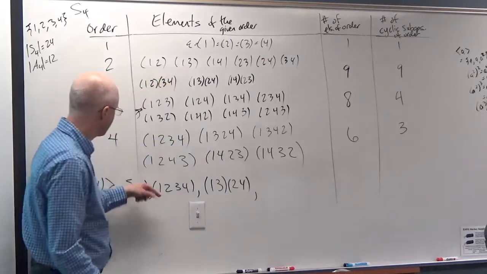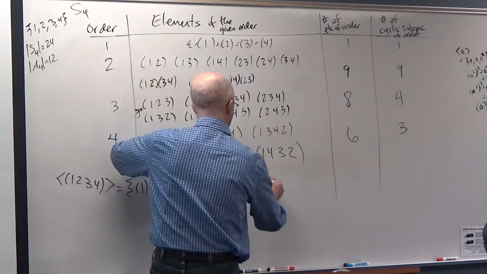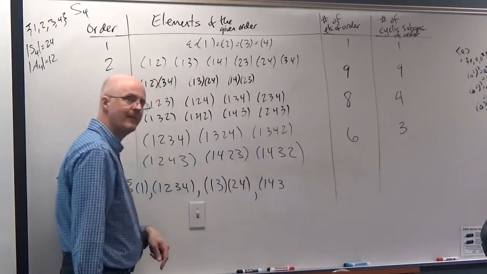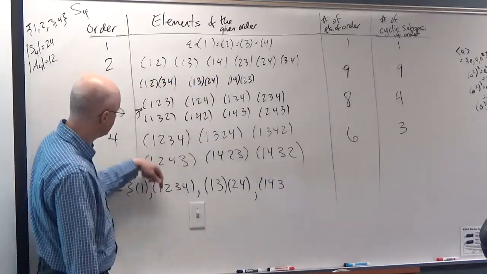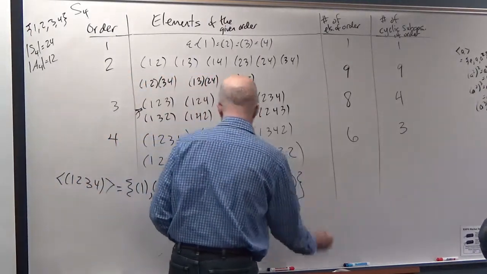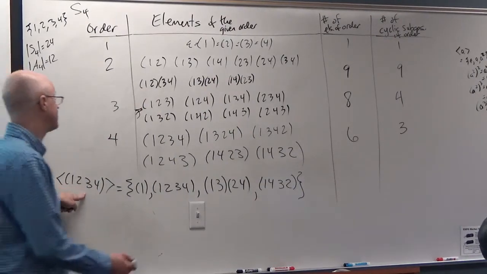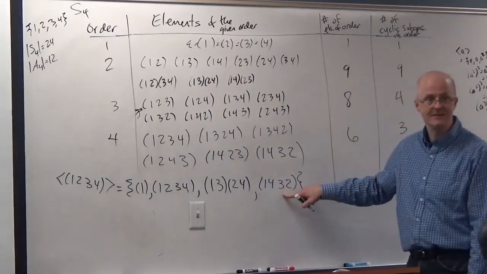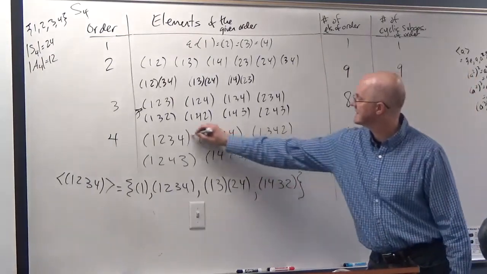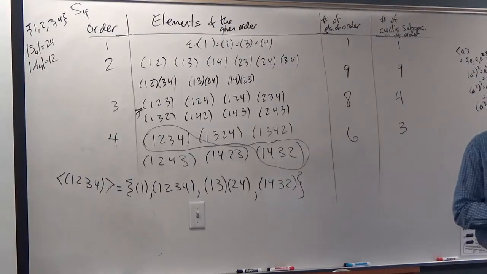Cube it. 1 would get mapped to 2, then 3, then 4. 4 would get mapped to 1, then 2, then 3. I'm cubing it, so it's 3 movements here. And 3 gets mapped to 4, then 1, then 2. There is a cyclic subgroup of order 4. The cyclic subgroup generated by that element is also the same as the cyclic subgroup generated by this element. These two things kind of go together. One is the cube of the other, and vice versa.